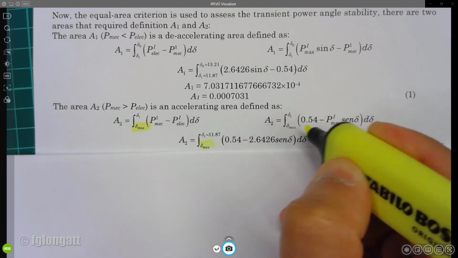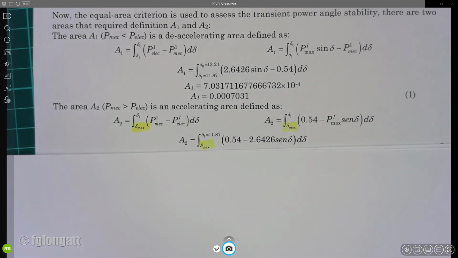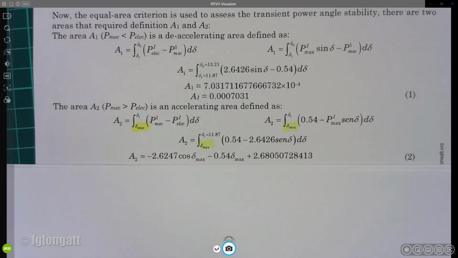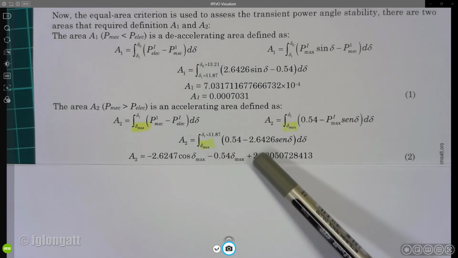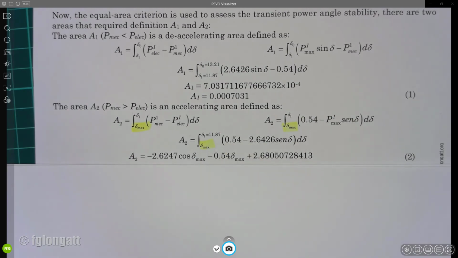We need to calculate delta max, and because delta max is the only one that we don't know, when we solve that equation, look over there, the area A2 is basically an equation. But it's a very interesting equation. It's a non-linear equation. Why is it non-linear? Because you can see here, delta max is the variable that I am interested in, but delta max is also inside this cosine. That means it is a very ugly non-linear equation.